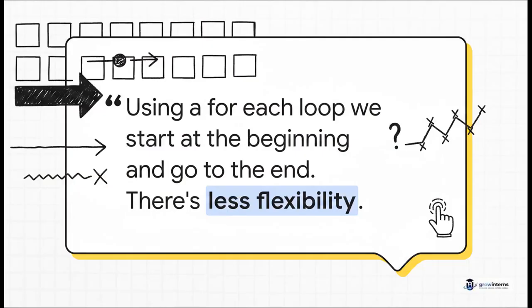But, as with most things, that simplicity comes with a trade-off. A for-each loop is basically a one-way street. It always starts at the beginning, goes to the very end, and hits every single spot along the way. But what if you need to loop backward, or skip every other element? Or what if you actually need to know the index number? Yeah, you can't do any of that with a for-each loop.